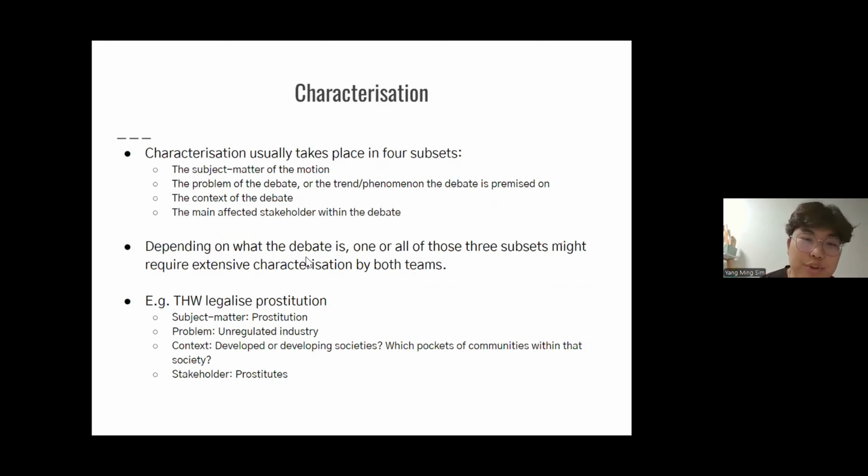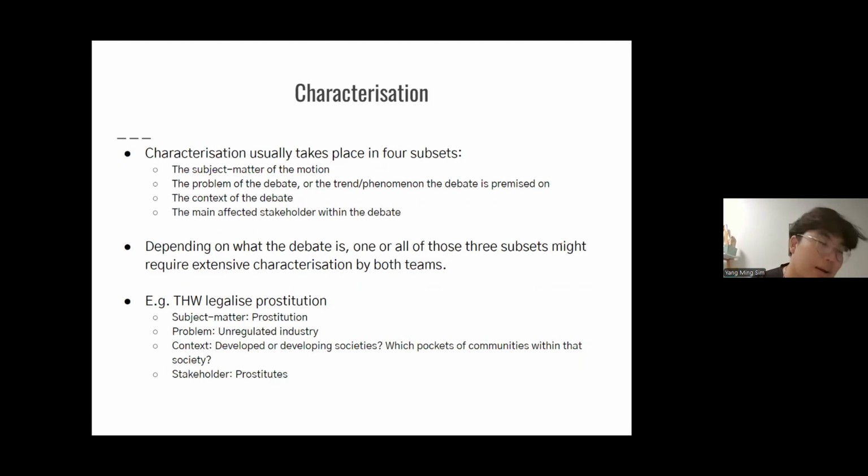First, the subject matter of the motion. Secondly, the problem of the debate, or the trend or phenomenon the debate is premised upon. Thirdly, the context of the debate. Lastly, the main affected stakeholder within the debate. So, depending on what the debate is, one or all of these subsets might require extensive characterizations from both teams.